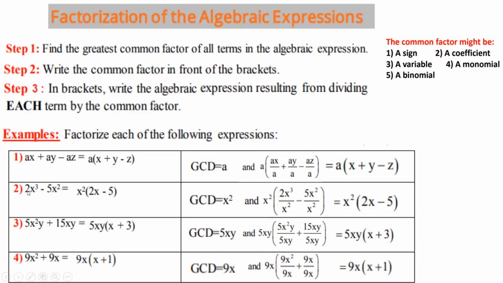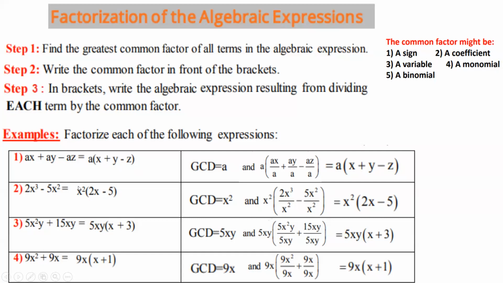Now, for example, we have 2x cubed minus 5x squared. What's common? Do we have a common sign? No, because here the sign is positive and here the sign is negative. No common sign. Between 2 and 5, do we have any common number that 2 and 5 are divisible by? No. So we do not have a common number. Now we go to the variable x cubed and x squared. We take the variable with the least exponent as common. So we take x squared and we open parentheses.